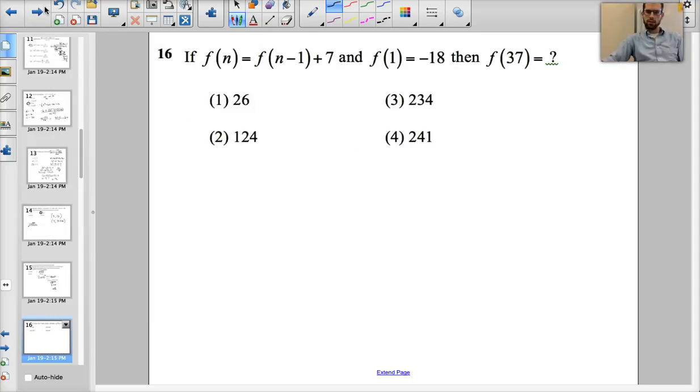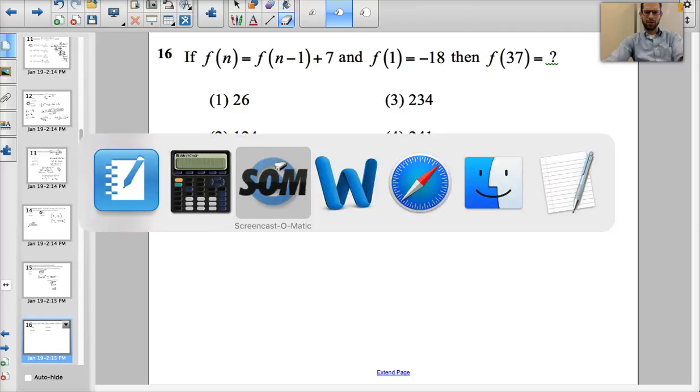It is asking us for f of 37. So first of all, it's saying that my first term is negative 18. So the first term is negative 18. My common difference is 7. So I'm always adding 7. And it wants me to know what the 37th term is going to be. So I'm going to use a formula for this. I don't feel like doing the whole thing.